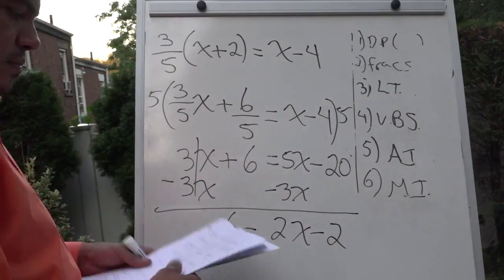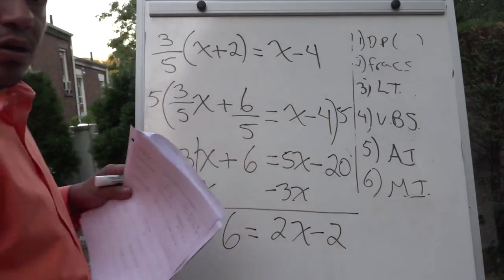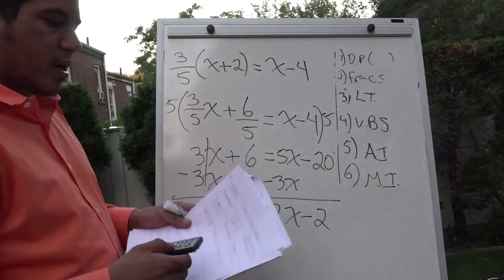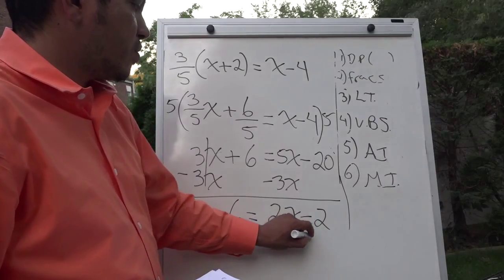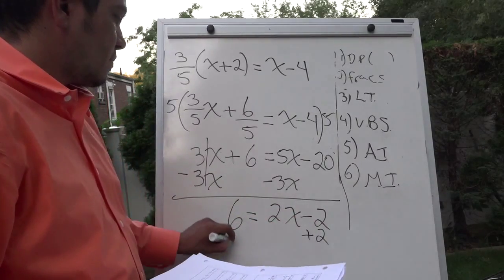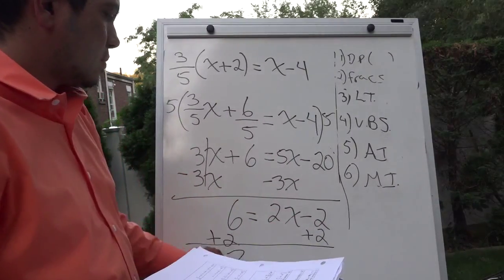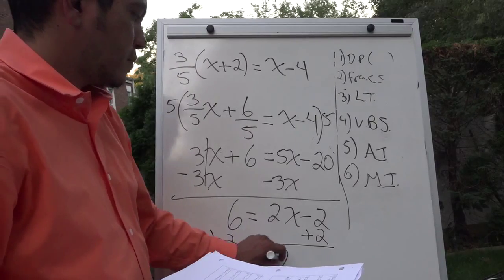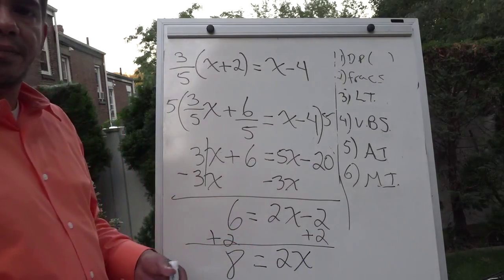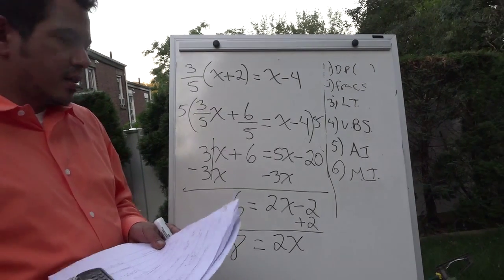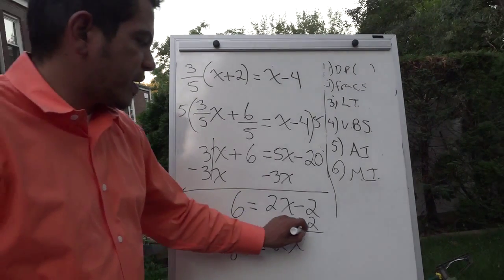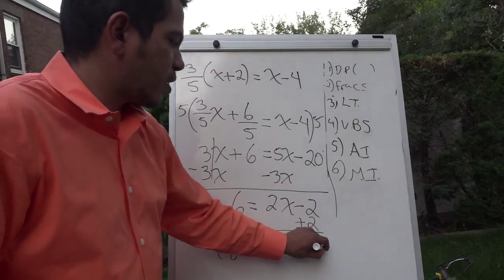Additive inverse? Yes. Okay, let me zoom out so you can see better. Okay. Yes. So I'm gonna use the additive inverse of this number. So plus 2 on both sides. Oh my God, I'm running out of space. So now here, use the multiplicative inverse of 2, which is 1 over 2.